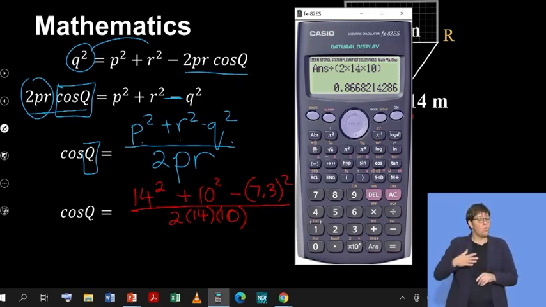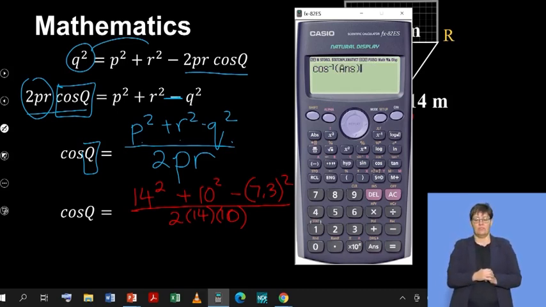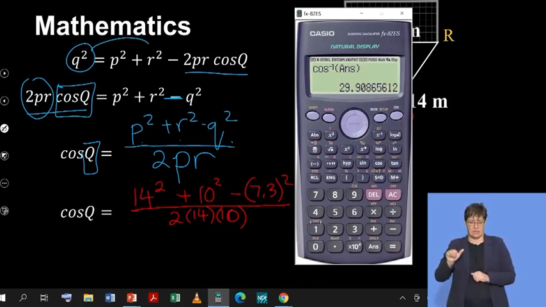Remember again, because we're finding q, we now have to take the second function cos of this answer. So it will be shift cos, and we want the second function of our last answer. And so we have an answer of 29,9086. Again, remember we are rounding off to 2 decimal places, so 908 will become 91. So our value for our angle will be 29,91.